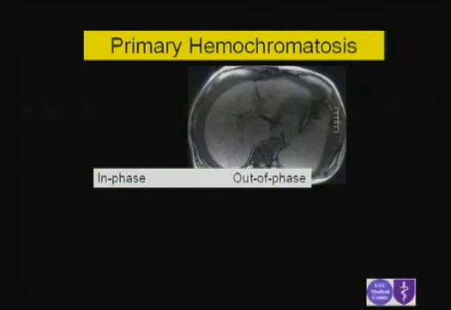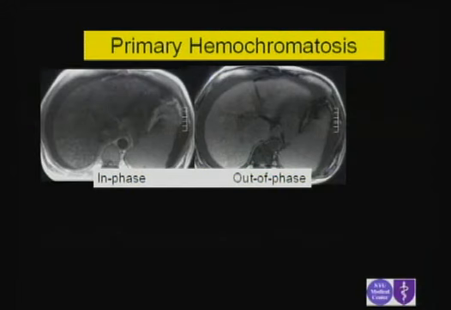This is a typical appearance of primary hemochromatosis. You can use the in and out of phase sequence because the in phase has a longer TE than the opposed phase, about 4 milliseconds at 1.5 tesla. You're going to see a diffuse signal drop on the in-phase sequence, which in this case is diffuse but also more nodular, with some siderotic nodules and small ascites.